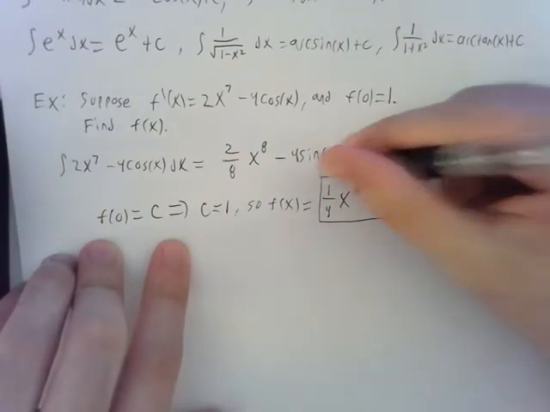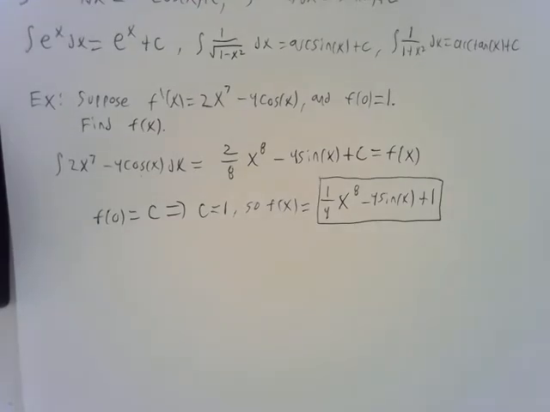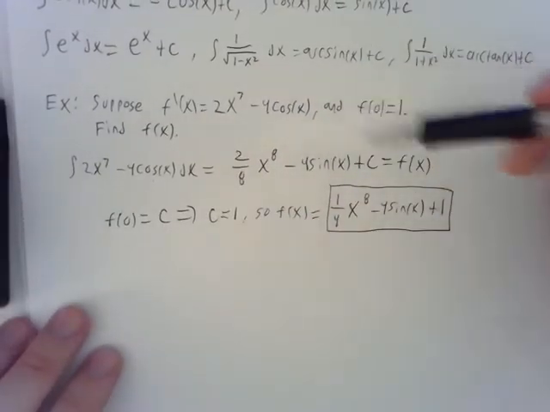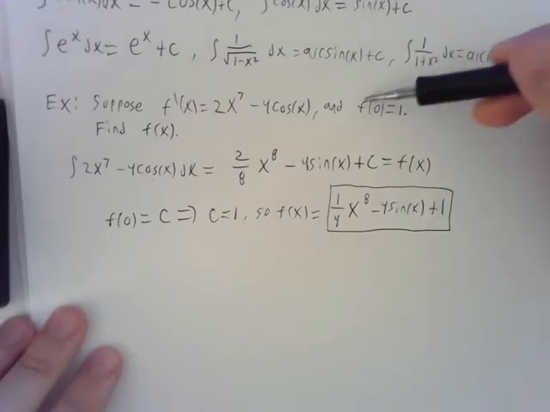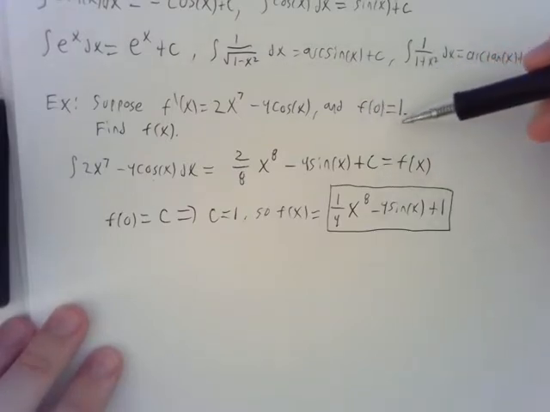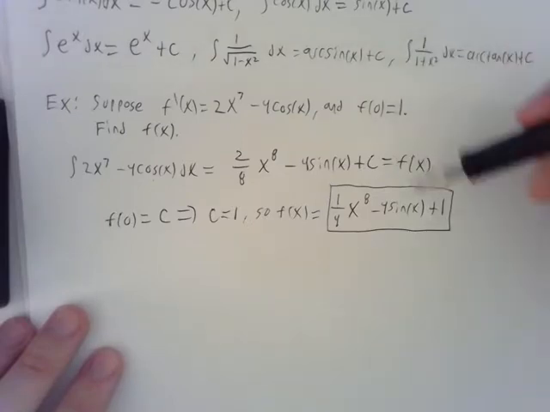So usually there's a whole family of antiderivatives because you can shift by a constant, but if you're told one value of the function, then suddenly you know exactly what the value of c is and you get a unique antiderivative.